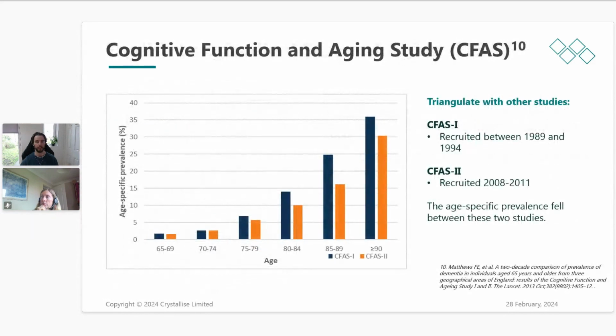We can triangulate this study with other aging studies as well. So the CFAS1 and the CFAS2 recruitment occurred at different time periods, late 80s for the first study, and 2008 to 2011 for the second study. And we can see that the age-specific prevalence, when both studies are compared, has in fact decreased. So this is a way of corroborating that previous study that we just looked at.